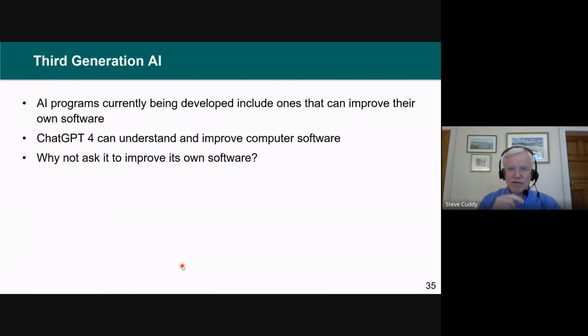This is where we're going with petrophysics. AI programs currently being developed in secret at great cost include ones that can improve themselves. If you've ever used ChatGPT 4, you will realize it's very good at understanding software code and can spot errors and actually improve the software. If you ask it to, if you give it a piece of software and say, could you improve the software? It's very good at doing that. So why not ask it to improve its own software?